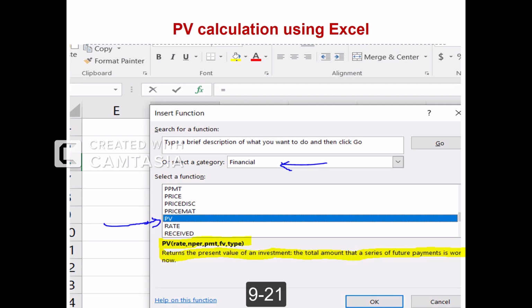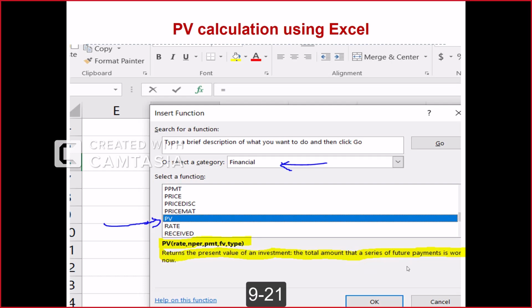Sorry about that. So we can use Excel to make the calculation of the present value. There is a specific function in Excel within the financial functions, which is called PV. It returns the present value of an investment, the total amount that either a single amount or a series of future payments is worth now. So you can just use Excel, and this is how this formula works.